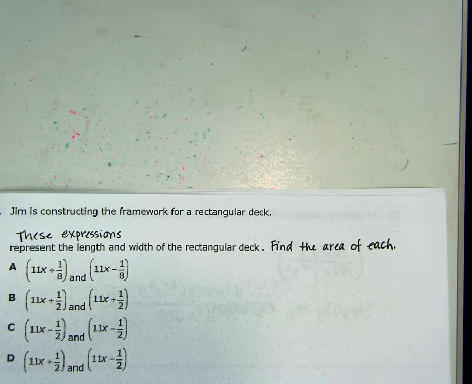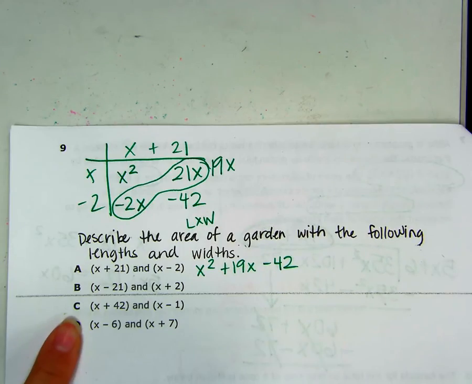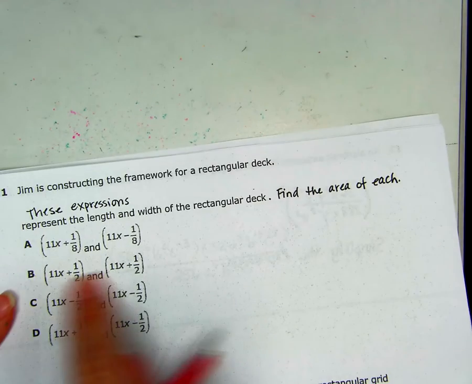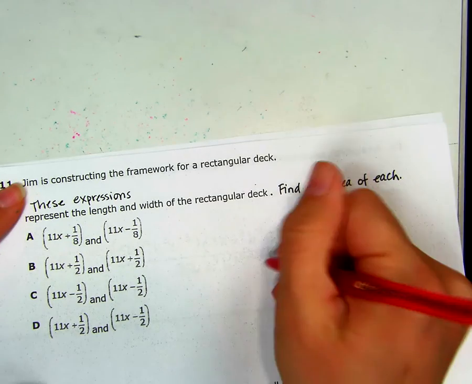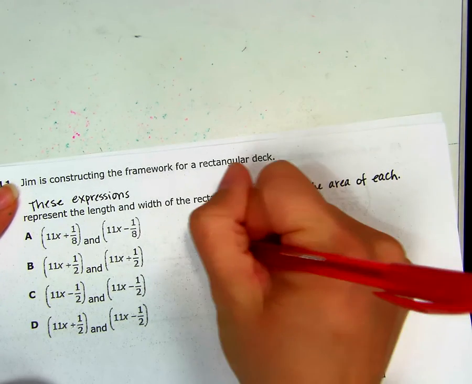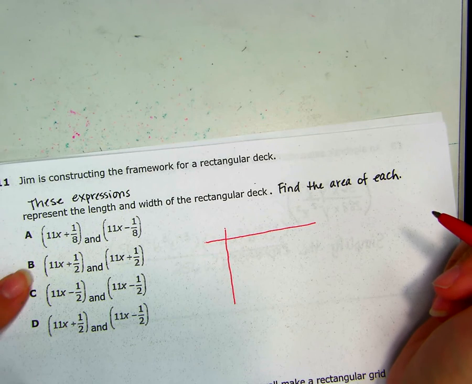Number 11 is almost the exact same as number 9. You need to be able to box each one of these things or FOIL each one of these things, whatever you prefer. So I'm going to do 1 so that I can talk to you about the fractions. And then I'm going to leave the rest for you to do. If you need help with them, you are welcome in tutorials.